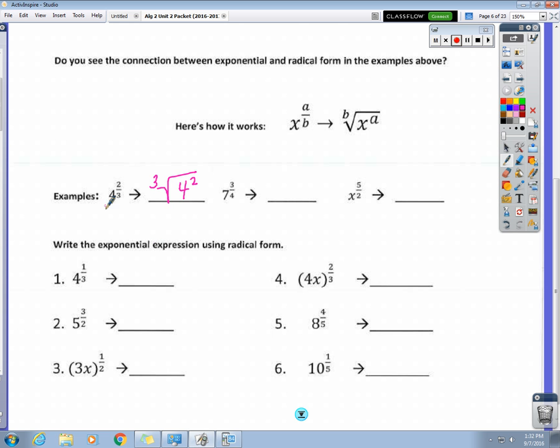Calculate it. Like if you type in 4 to the 2/3 and then you type in the cube root of 4 squared, they should be equal. Otherwise, you rearranged it wrong. Okay, so now let's look at this one.